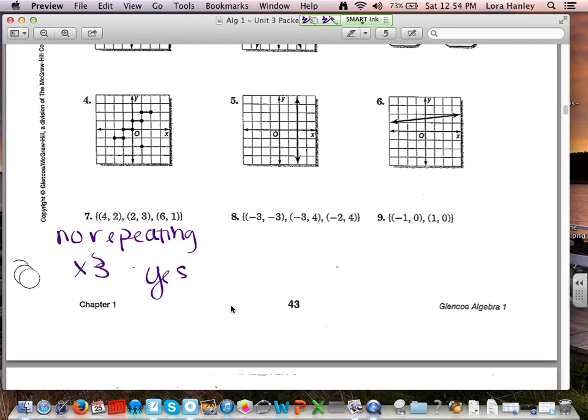In number 8, negative 3 has two different y values, making it not a function. And in number 9, different x values, different y values. Even though we have the same y value, 0 and 0, those numbers are spread apart, so it would still pass our vertical line test. So y's can be repeating, x's may not.